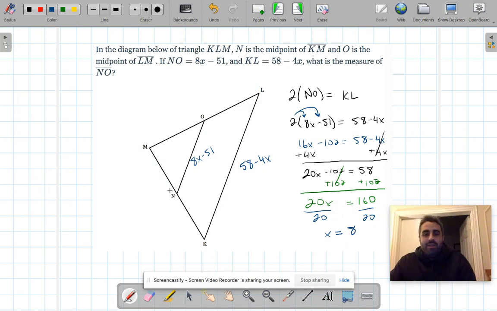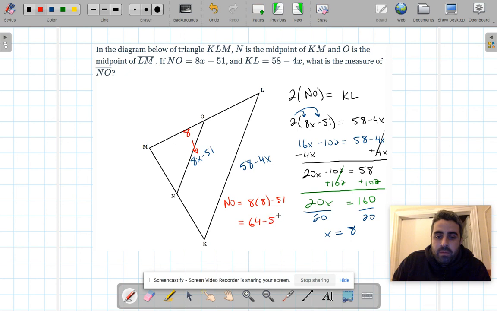Just want to make sure I had that right. So what is the measure of NO is the question. So we're not asked what is x. So we're going to, last but not least, substitute the value 8 in for x. So NO is equal to 8 times 8 minus 51. 8 times 8 is 64. Minus 51 is 13.